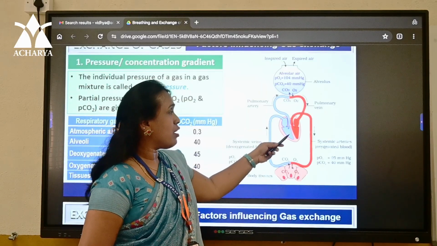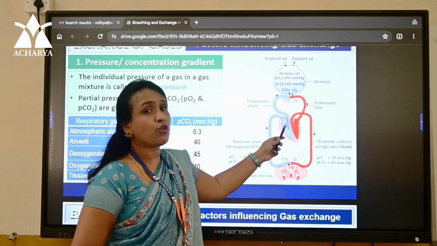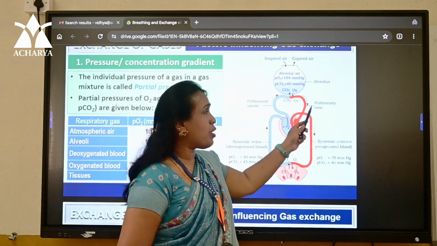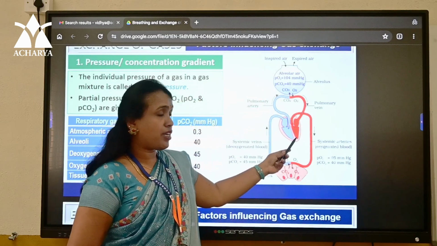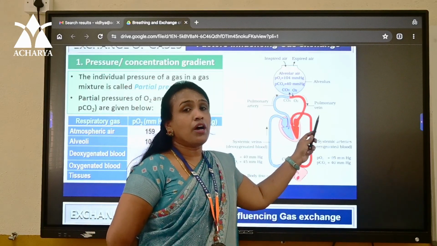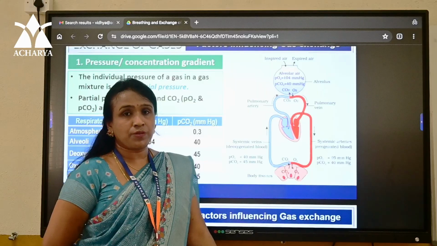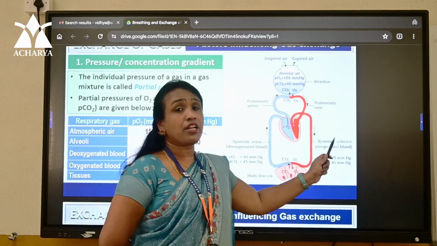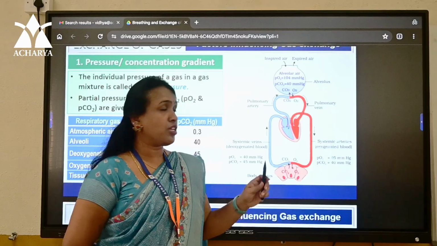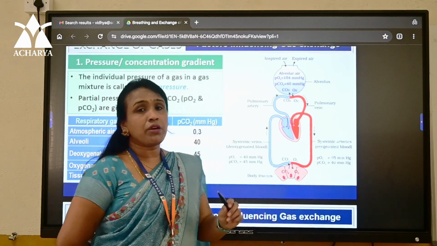In the deoxygenated blood, the partial pressure of oxygen will be 40 and carbon dioxide will be 45. It reaches the right part of the heart, and from there to the lungs, where exchange of gases takes place, and from there through the pulmonary vein, the oxygenated blood will reach the left part of the heart. From there through the aorta and systemic arteries, it reaches the tissues again. The oxygenated blood had 95 mmHg of oxygen. The partial pressure of oxygen is 95 mmHg.